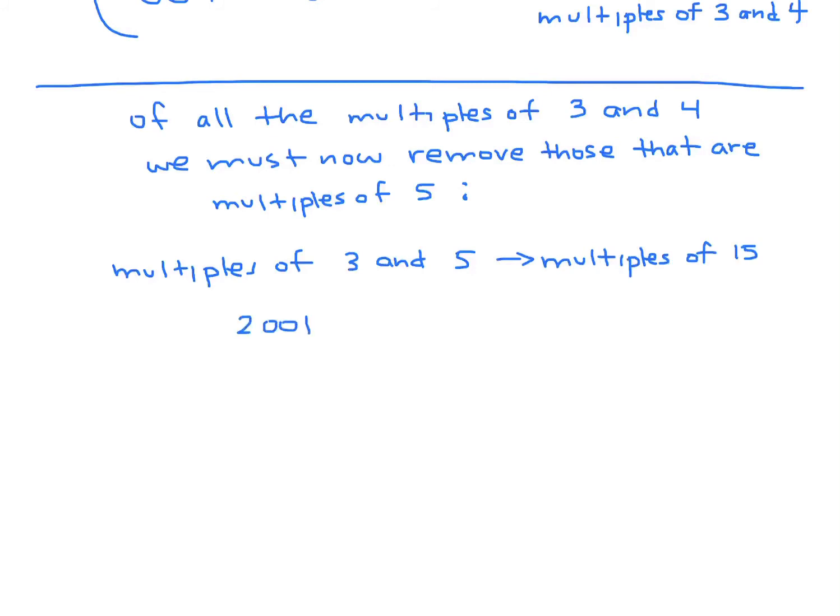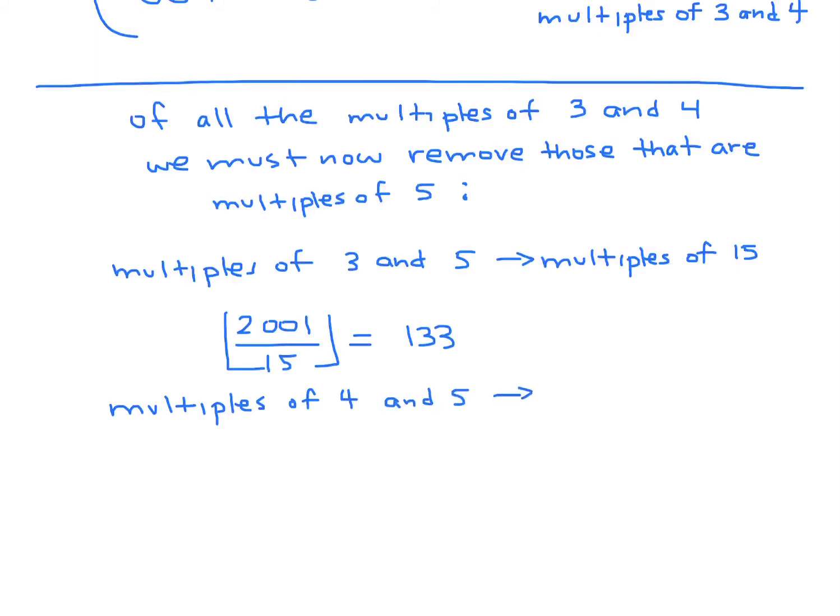So very similarly, you take 2001 divided by 15 and take the integer value of that, and you get 133. That's how many numbers between 1 and 2001 are multiples of 15. So these are the bad guys. Now we have to figure out how many are multiples of 4 and 5. Remember, of all the ones that we figured out in the first part of the question, we have to now get rid of the ones that are also multiples of 5. Well, multiples of 4 and 5 are multiples of 20. So these are the ones that we have to get rid of.